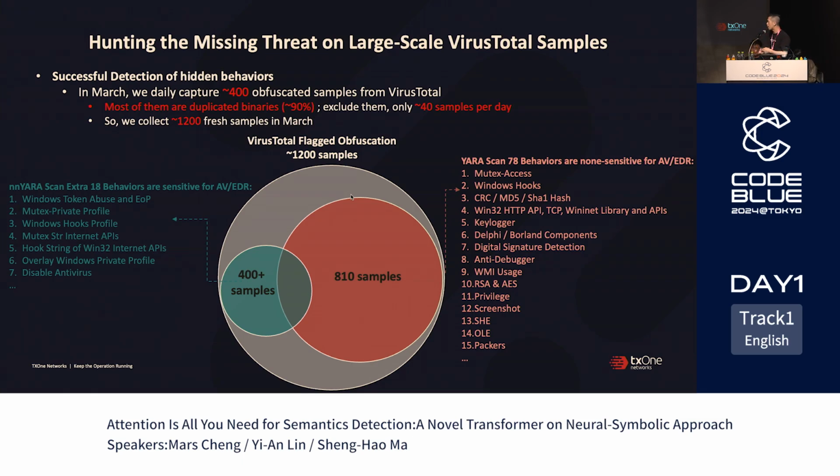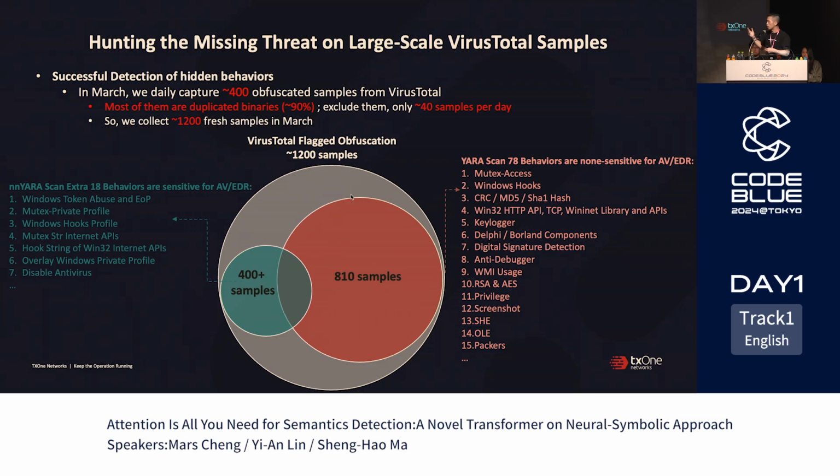However, we found more than 400 binaries containing hidden behavior that only our AI engine can detect. Those behaviors, around 18 different ones, are very sensitive. For example, this binary will try to shut down your antivirus. It will try to scan the service names. Is there any virtual machine or antivirus?